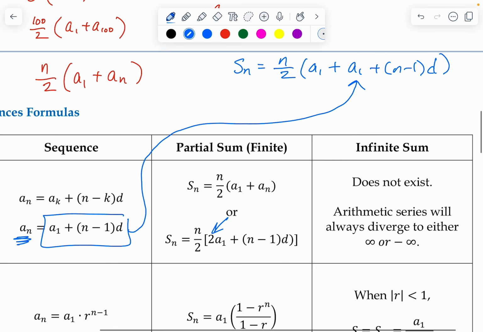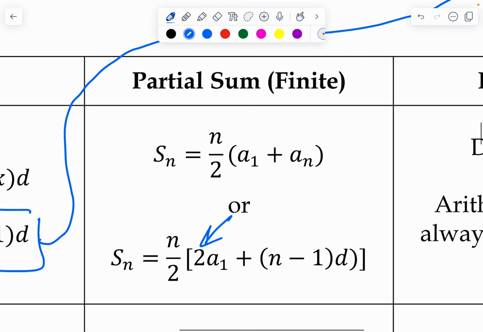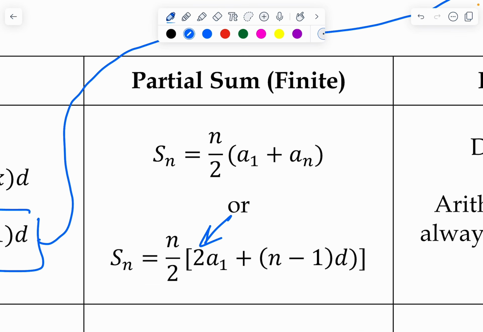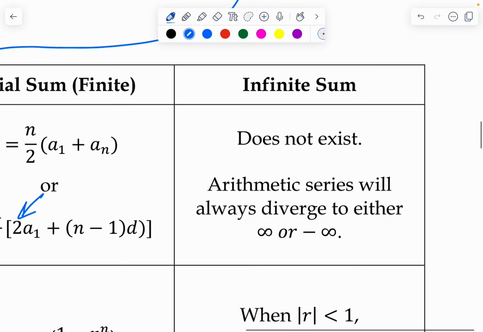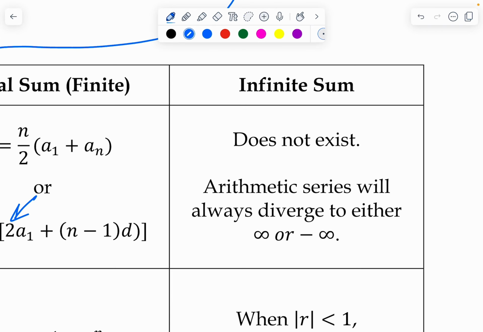So we can use either of these formulas for the sum of a finite arithmetic series. One of them will often have an advantage over the other, not always. The infinite sum does not exist. If you have numbers that are consistently getting more and more positive, and you add up an infinite number of them, it's just going to go off to positive infinity. If you're adding up numbers that are getting more and more negative, your sum is just going to diverge to negative infinity.